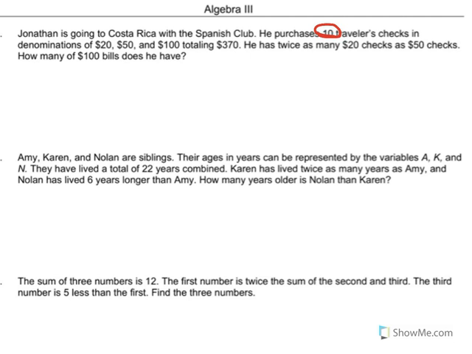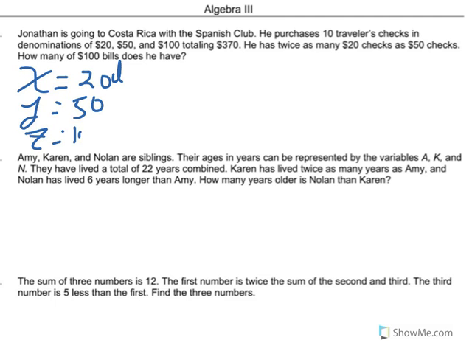So the first thing you're going to do is set up something. I'm going to say X is equal to the $20 bills, Y is 50, and Z is equal to 100. Second, I know I have 10 traveler's checks total, so if I add X plus Y plus Z, I'm going to get 10.